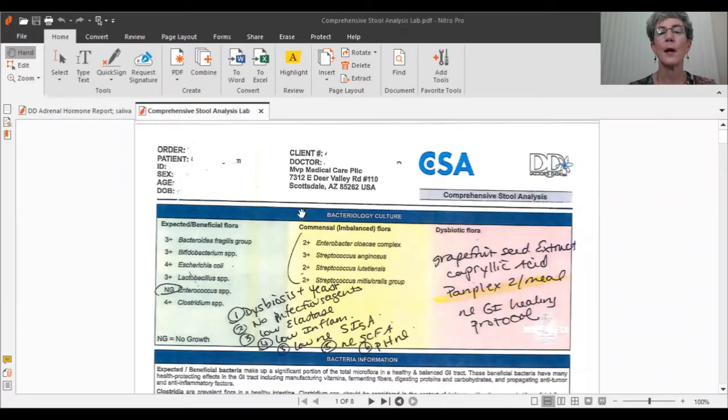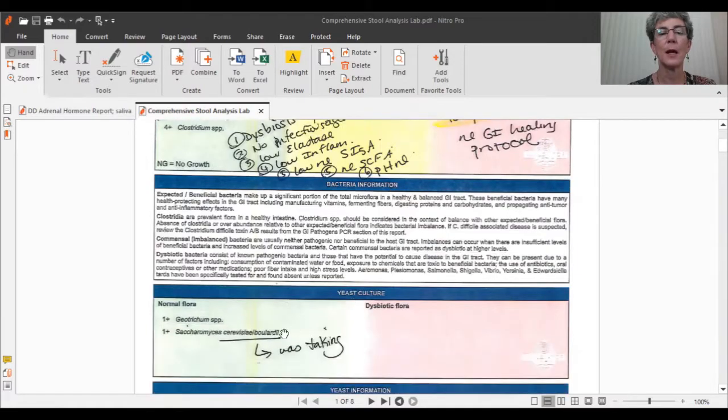We're also looking at our imbalanced flora, or the commensal flora. These are bacteria that should be in the gut, but there are just too many of them. They're overgrowing to make up for the lack of some of the other ones that are not here. And then we have the dysbiotic flora. The dysbiotic flora are those bacteria that are so overgrown that we actually need to kill them off. And these are still bacteria.